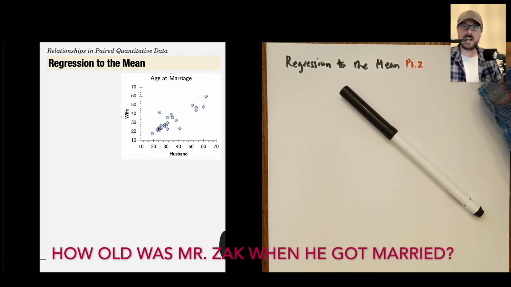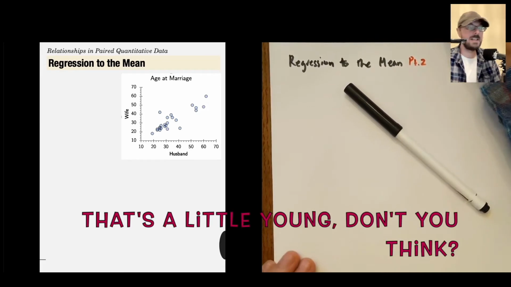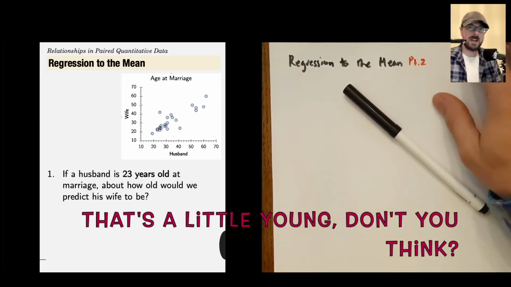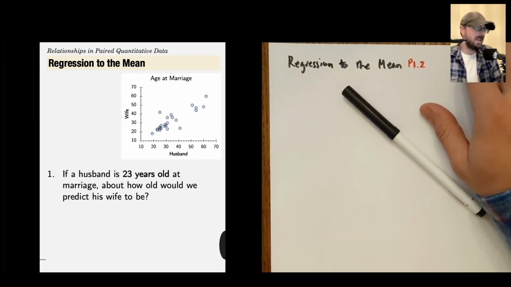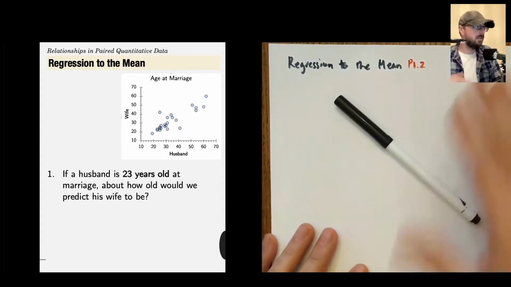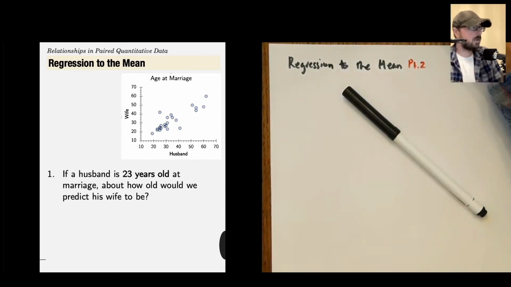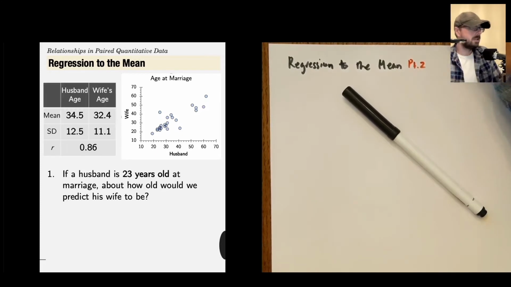I was remembering when I got married, I was 23 years old. Fun fact, 23. And so it made me wonder, based on the data in this data set, what would it have predicted would be the age of my wife based on how old I was, 23 years old? Well, I don't quite have enough information to make that guess, but check it out.